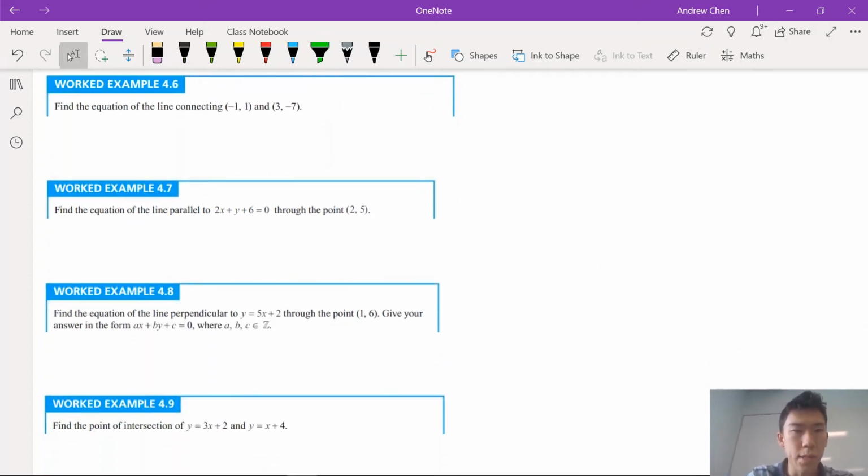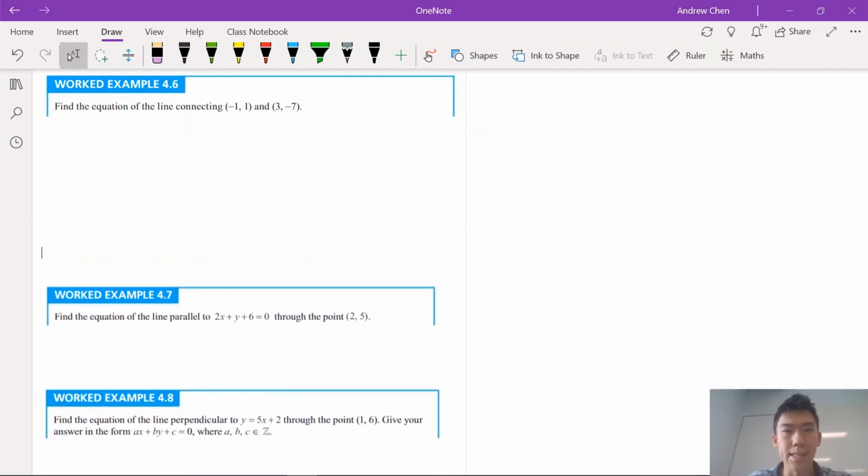Okay, let's have a look at 4.6. Find the equation of the line connecting (-1, 1) and (3, -7). Okay, so this is where we can do this in one go, but first I'll just label my points. Because we need to find the gradient as well, because all we have here are 2 points that this line passes through. Okay, so, sorry, that should be y1. So x1, y1, x2, y2.